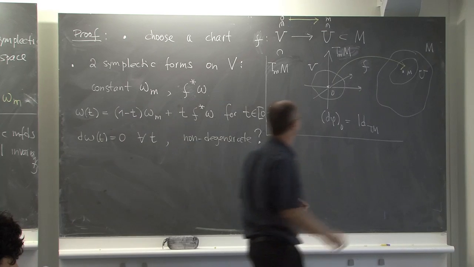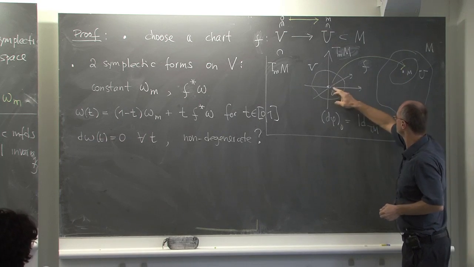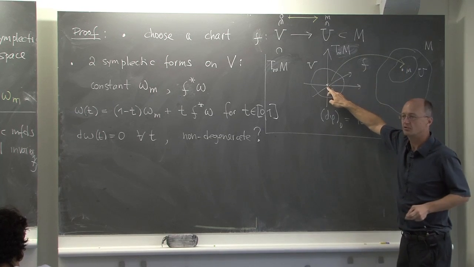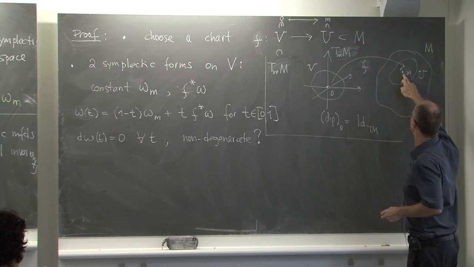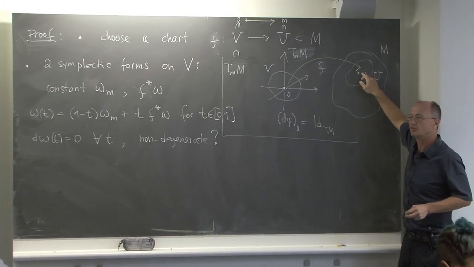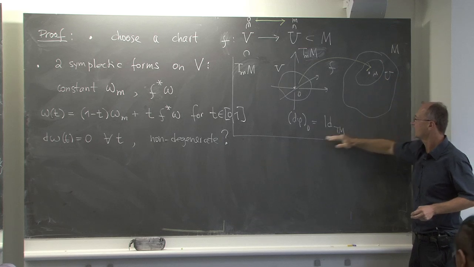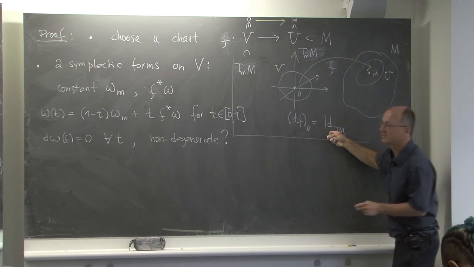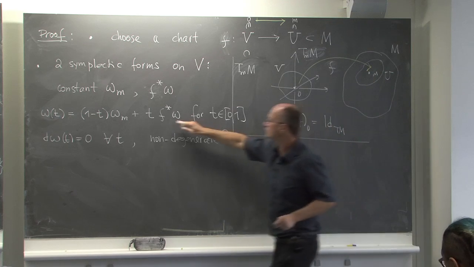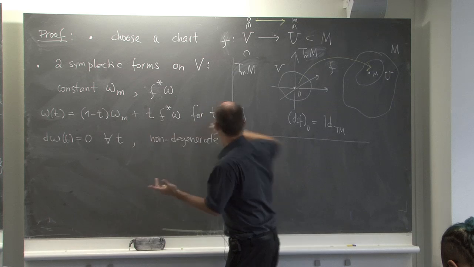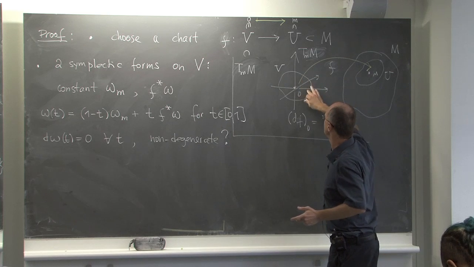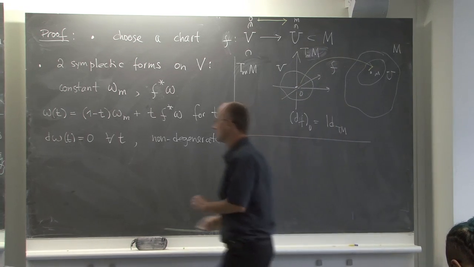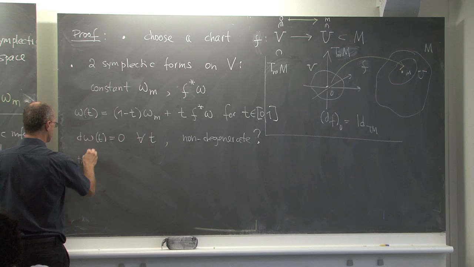Now, notice, however, that the pullback of omega to the point 0, right? It's a pullback from the tangent space T_m M, and the differential of this map at this point is just identity, right? So these two forms are probably very different on the rest of V. But at this very point, they're just the same. We just arranged our construction tautologically such that they coincide.